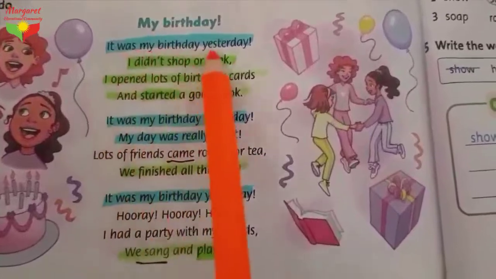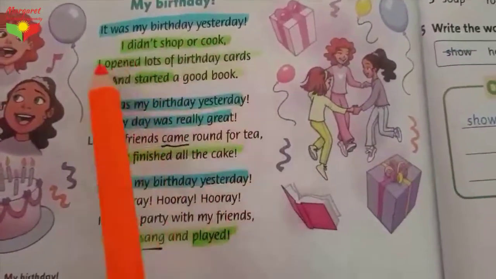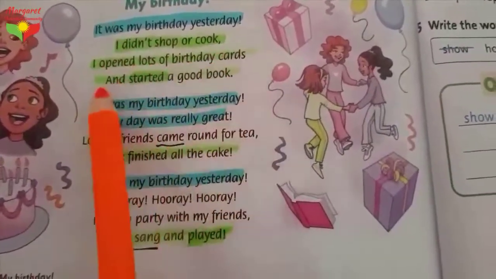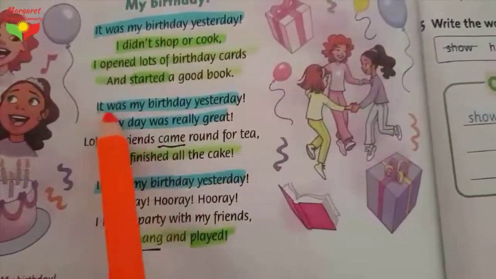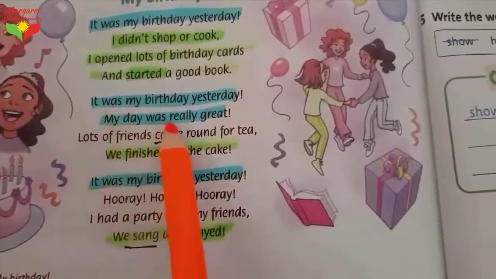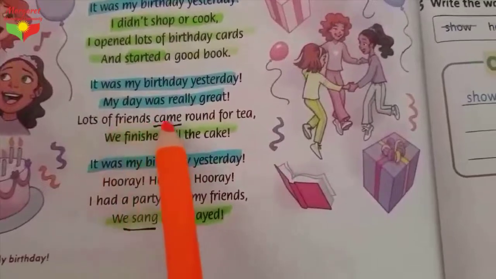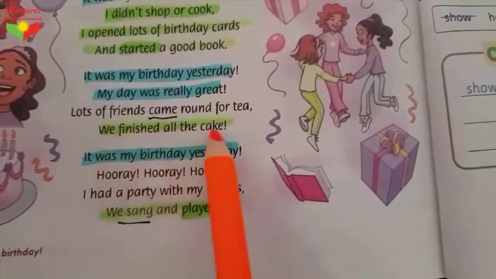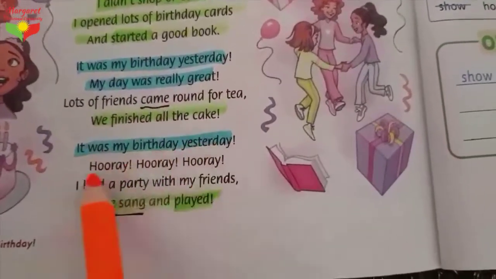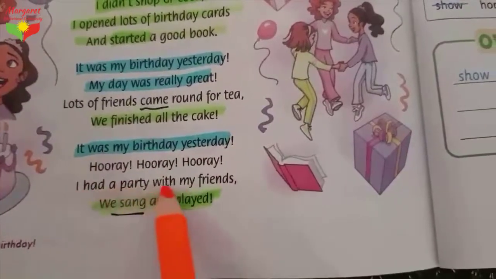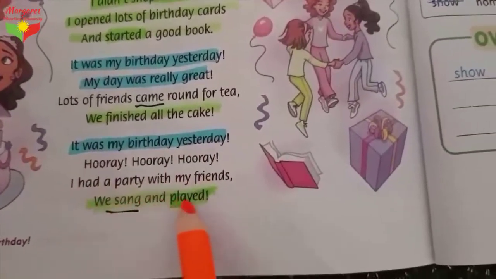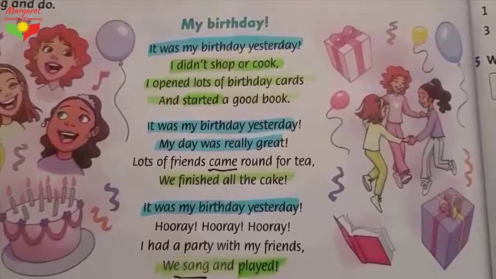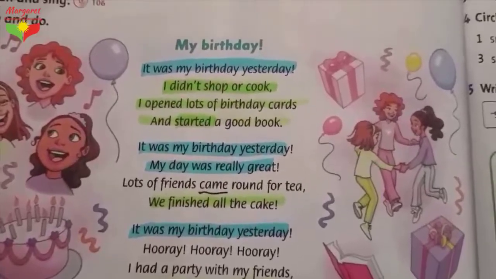It was my birthday yesterday. I didn't shop or cook. I opened lots of birthday cards and started a good book. It was my birthday yesterday. My day was really great. Lots of friends came round for tea. We finished all the cake. It was my birthday yesterday. Hooray, hooray, hooray. I had a party with my friends. We sang and played.